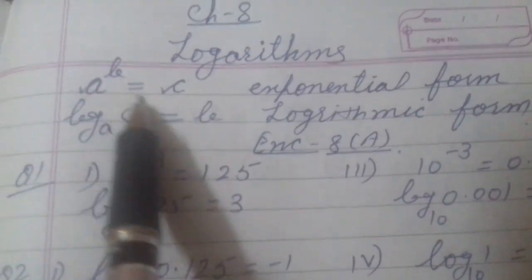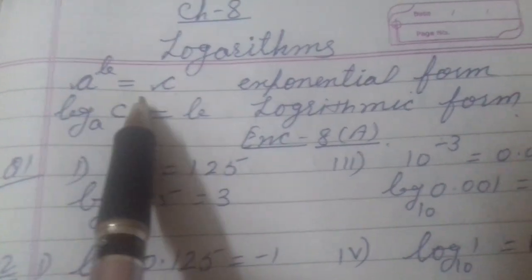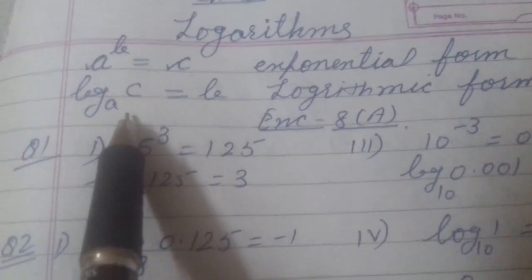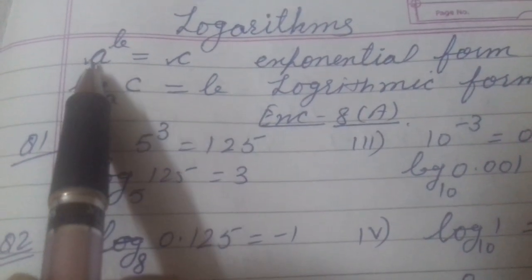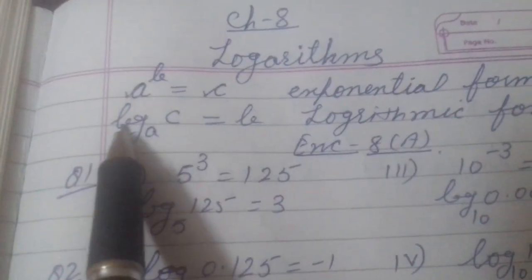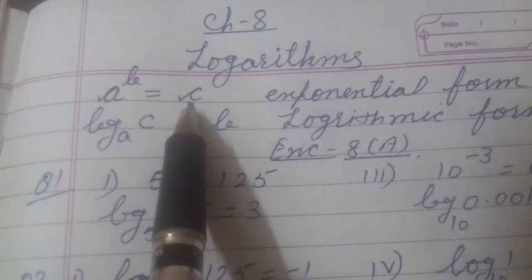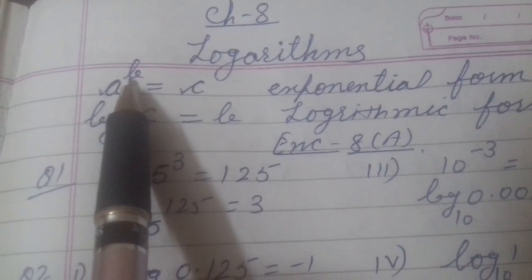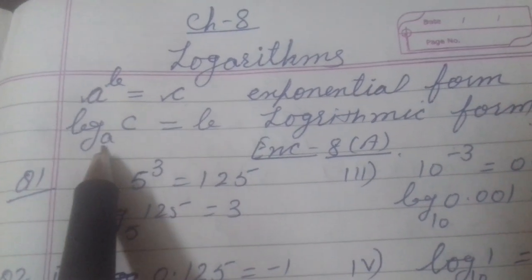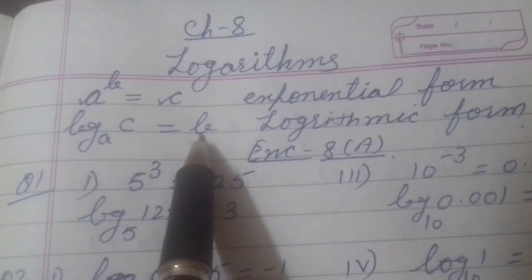Look children, all of you are familiar with this term, that is exponential form. How to write exponential form in logarithmic form? You know that children, it is base, clear? This is the exponent. So how to write it? Log to the base a of c is equal to the exponent. Again children, log to the base a of c is equal to b. So this is logarithmic form.